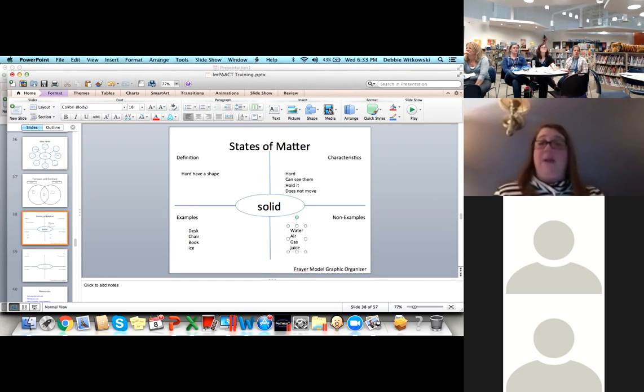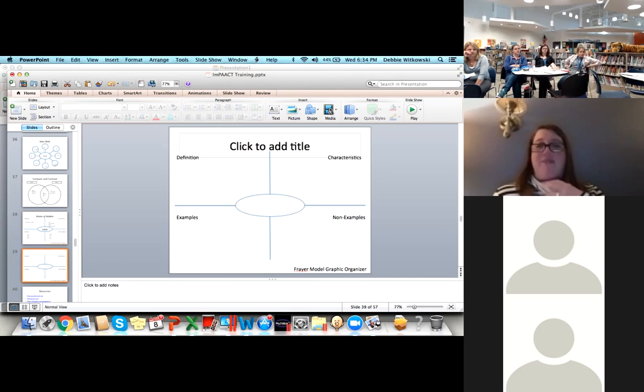All right, great. So this is called a Frayer model. And the great thing about it is it helps you to look at a concept or an idea from different perspectives. So giving the definition of it, talking about the characteristics, looking at what does fit into that class or that description and what doesn't. So what I'd like you to do is take about 5 minutes. I want you to pick a word from a recent lesson or a recent activity that happened in Gen Ed. And I want you to go ahead and go through the process of defining it, giving some characteristics, and thinking of some examples and non-examples.